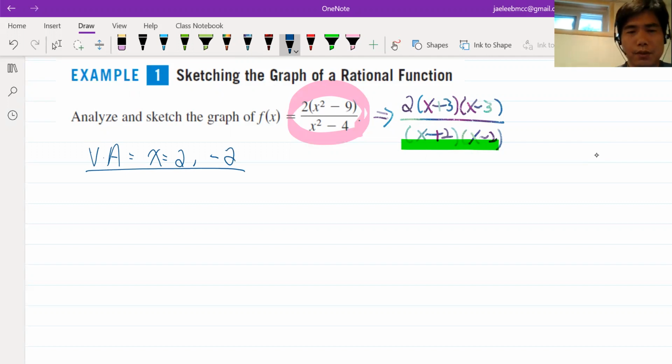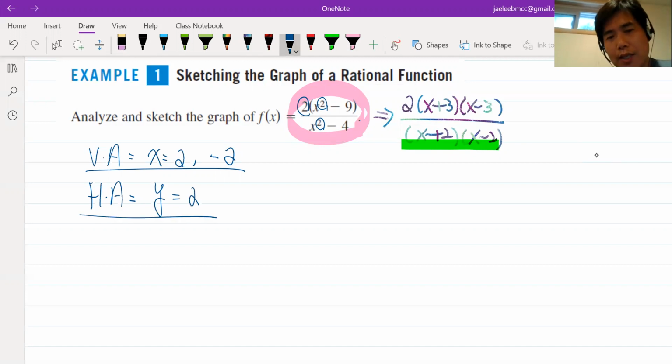Okay, so what about the horizontal asymptote? For the horizontal asymptote, we compare their degrees. As you see, they are exactly the same, which means we take the ratio of their coefficients, which is 2 here. So I can say y = 2 must be our horizontal asymptote.